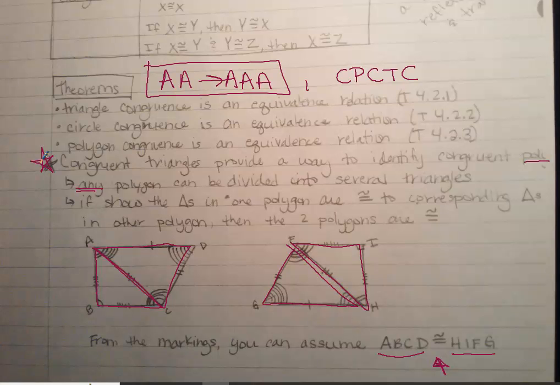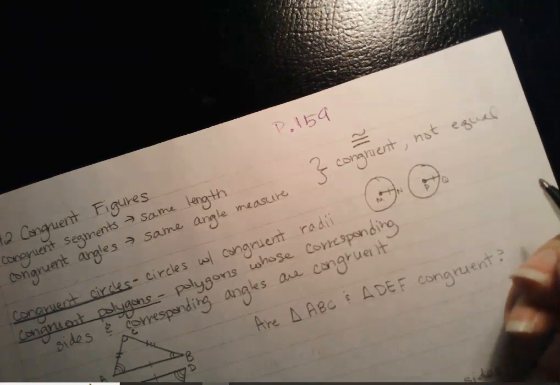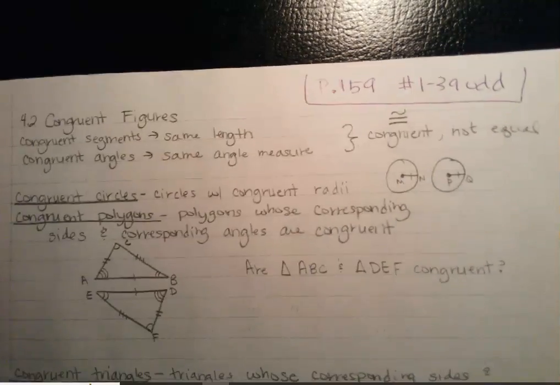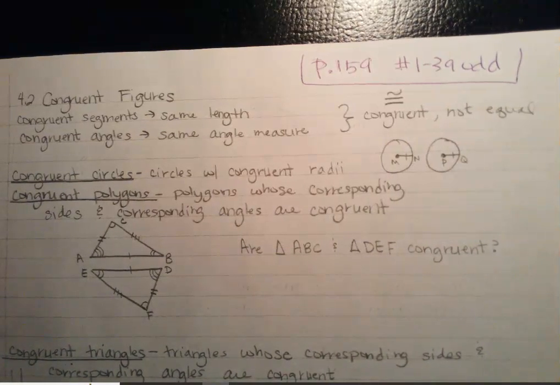Okay, so tonight for your homework, it's not on the front there. Actually, it didn't get printed, so I'm glad I noticed that. It is page 159, numbers 1 through 39 odd. So again, sorry about that. Page 159, numbers 1 through 39 odd. And I will see you tomorrow.